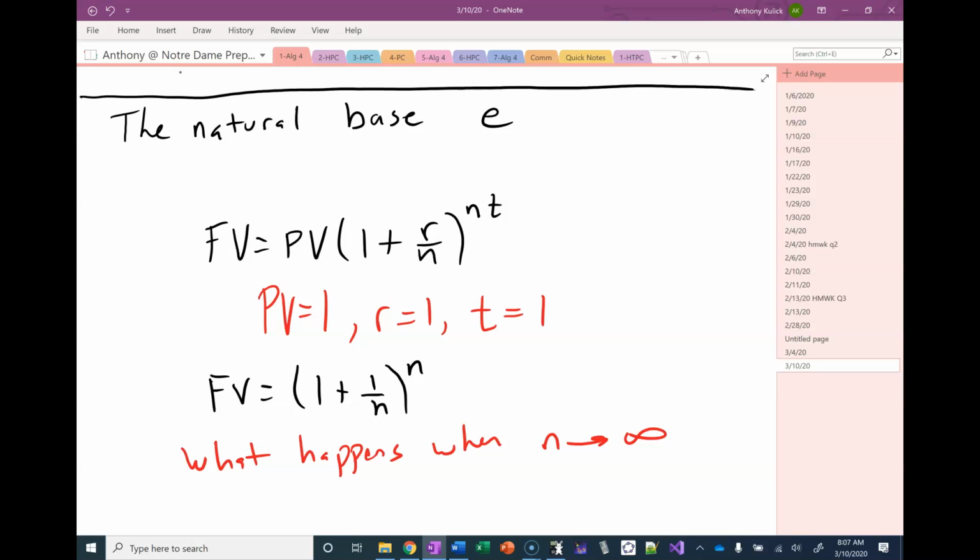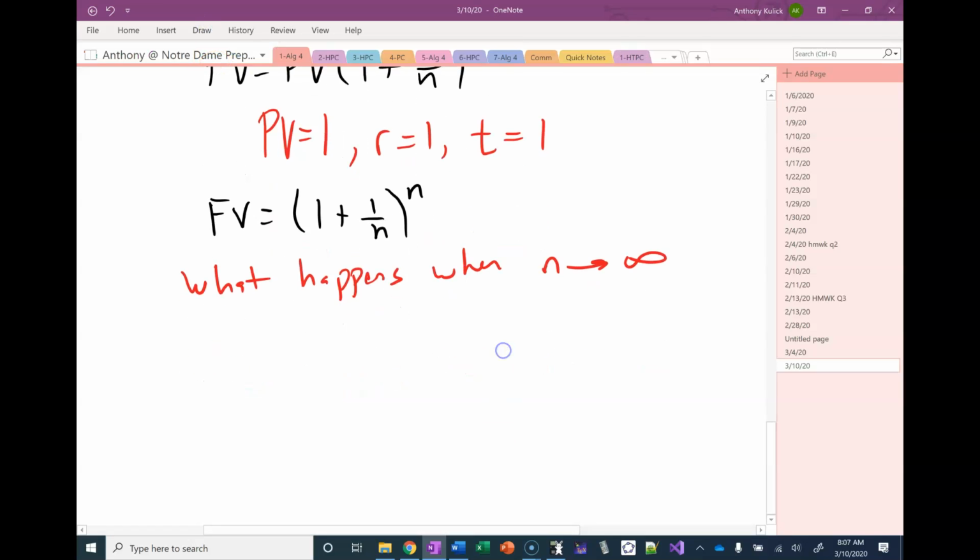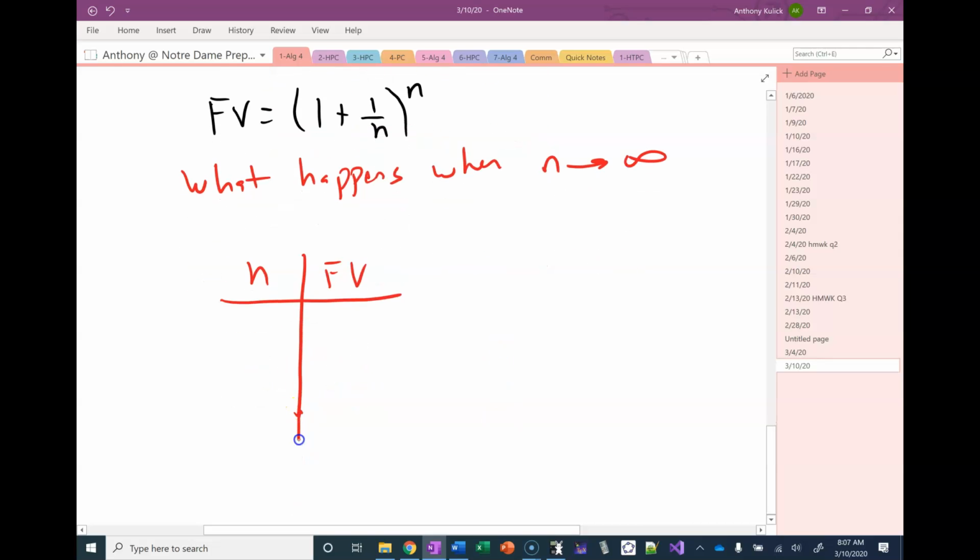Now, can we go ahead and plug infinity into this function and evaluate and get a number? No. What we can do, though, is get an idea of what that number is going to look like. So I'm just going to pick some values of n and see what I get for my value for FV. I'm going to pick progressively larger and larger values for n and just see what we get for FV.